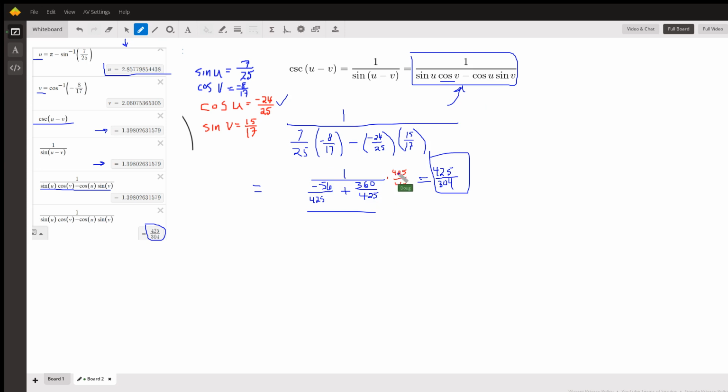This is a complex fraction. I like to multiply numerator and denominator of the big fraction by the LCD. So we get 425 in the numerator. We do get -56 plus 360 in the denominator, which is 304. There's your answer. Okay, that's the exact value for the cosecant of U minus V.